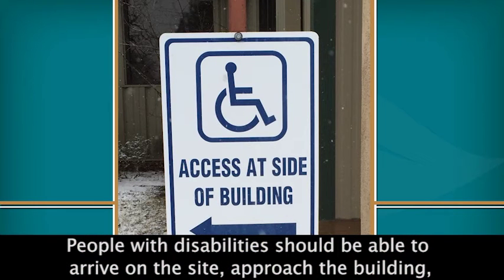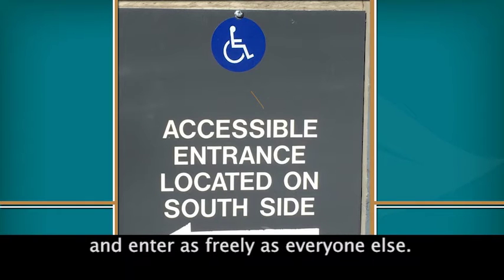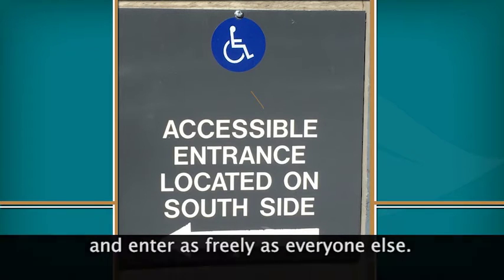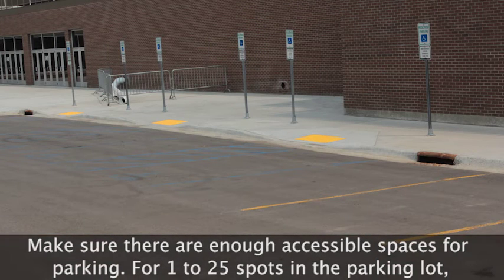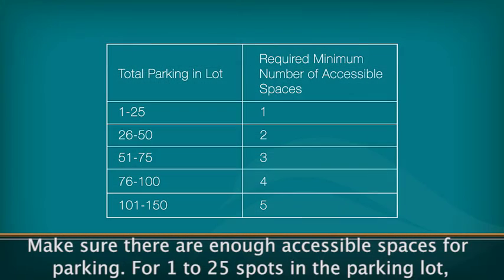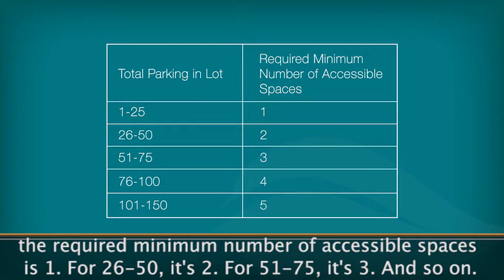People with disabilities should be able to arrive on the site, approach the building, and enter as freely as everyone else. Make sure there are enough accessible spaces for parking. For 1 to 25 spots in the parking lot, the required minimum number of accessible spaces is 1. For 26 to 50, it's 2. For 51 to 75, it's 3, and so on.